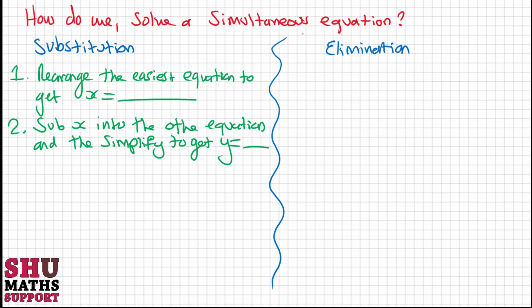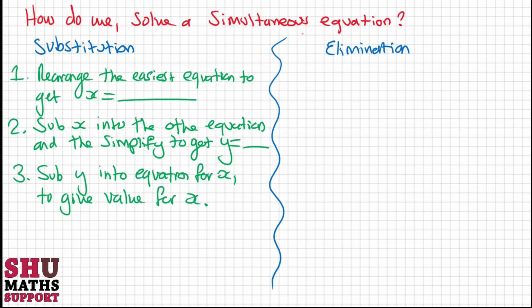So at this point we should have an actual value for y, which means in step 3 we could then substitute the value for y into the equation of x that we found earlier. So then we sub y into the equation for x to give the value for x.